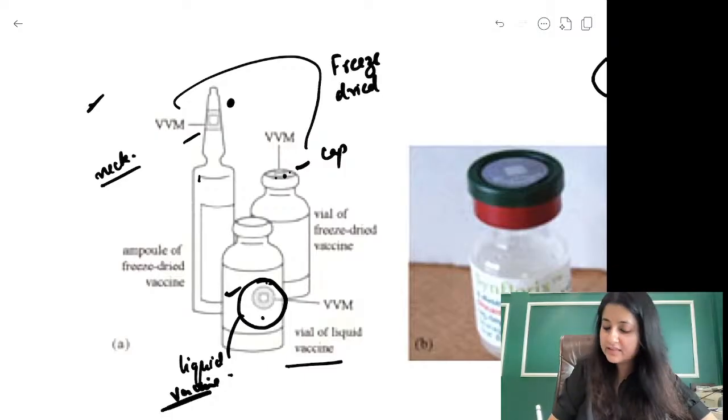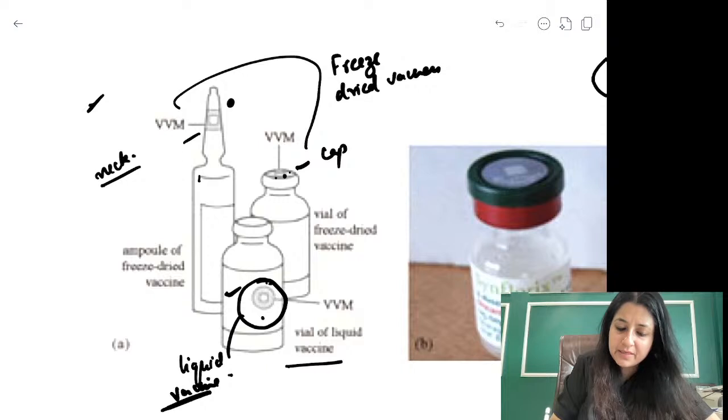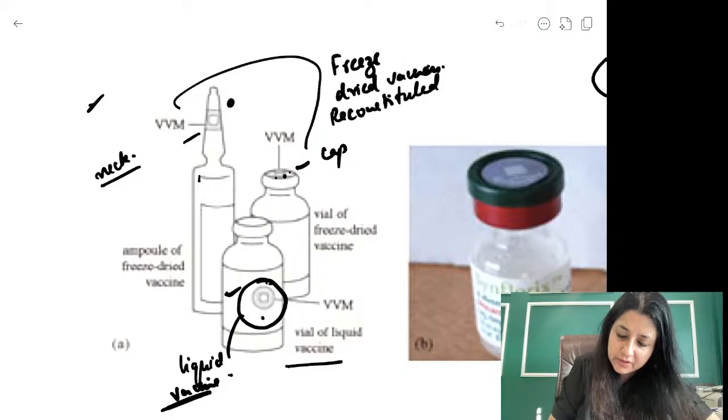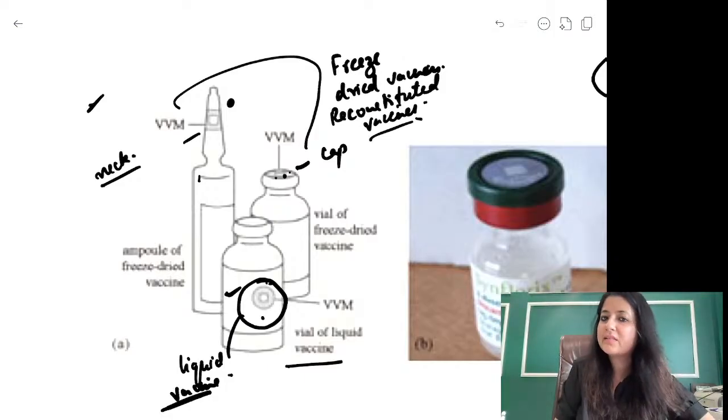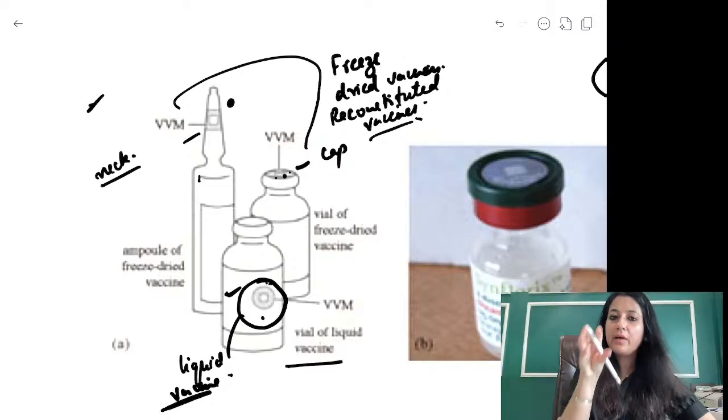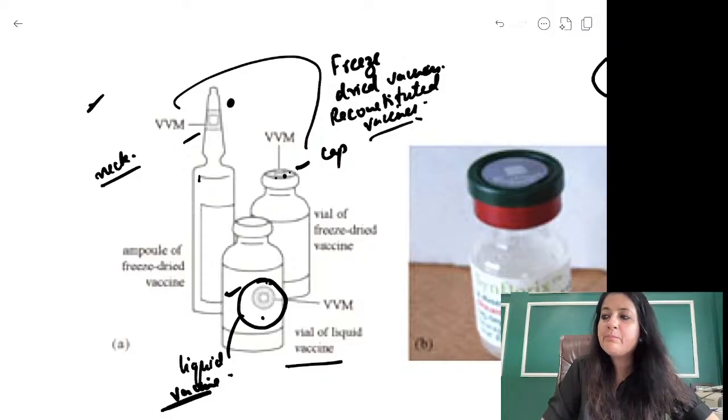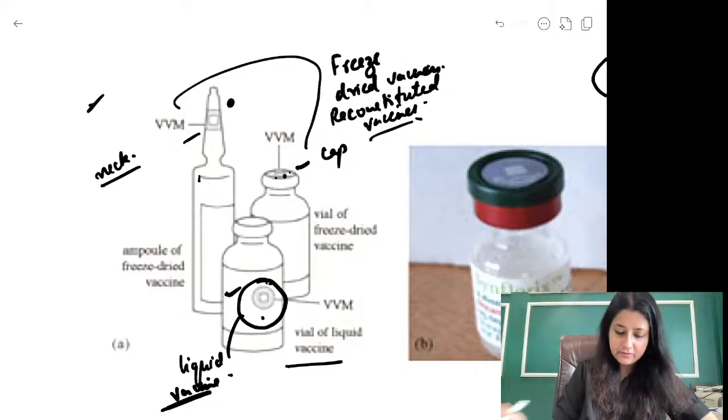Now, what are the freeze-dried vaccines? Nothing but the lyophilized vaccines, or you could call them the reconstituted vaccines. So they can give you an image where the VVM is on the body, and they can ask you, is this pentavalent or is this OPV? Alright, so something like that. Okay? So remember this extra question.